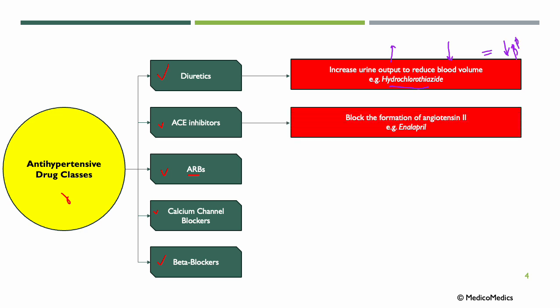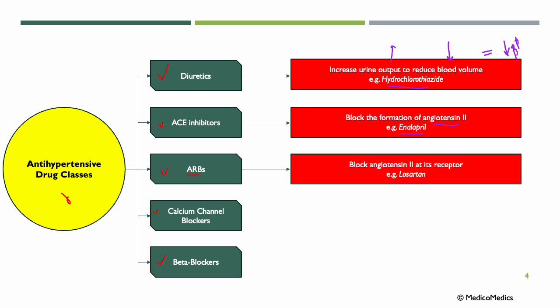Then we have ACE inhibitors. They block the formation of angiotensin II. An example is enalapril. And angiotensin II is a hormone that normally constricts blood vessels. So by preventing its formation, blood vessels stay relaxed and pressure drops. If you're curious, check our lecture on the RAS system, or the renin-angiotensin-aldosterone system.